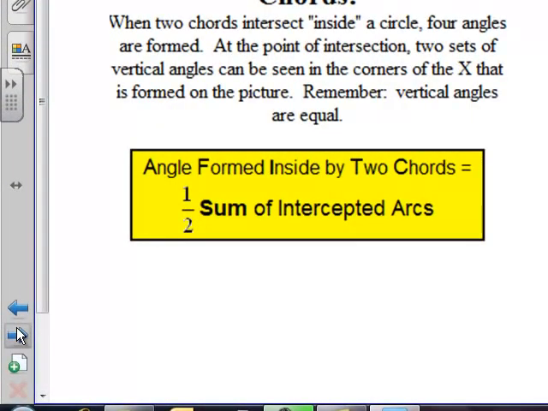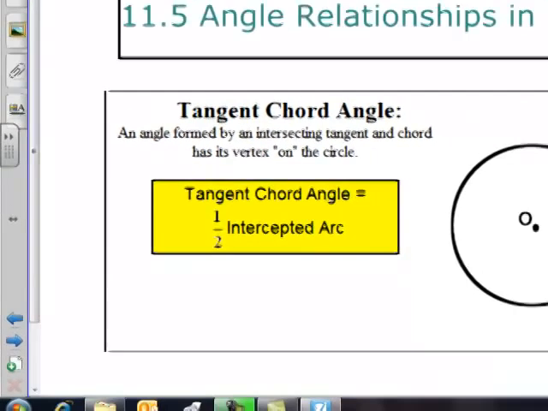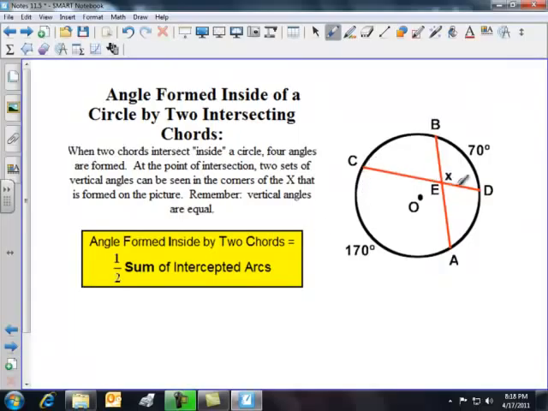So, an angle formed inside of a circle by two intersecting chords. Let me go back. The first situation was the tangent chord angle, where the vertex is actually on the circle, formed by a tangent and a chord. That was the measure of half of its intercepted arc. Now we're going to move on to where we actually have two chords here. CD is a chord and AB is a chord.